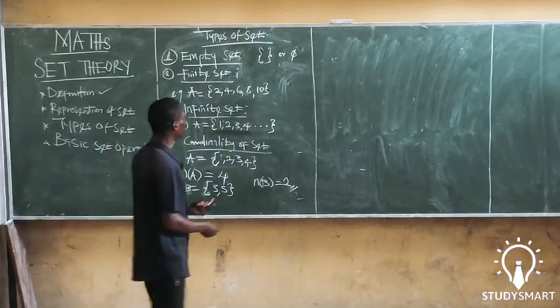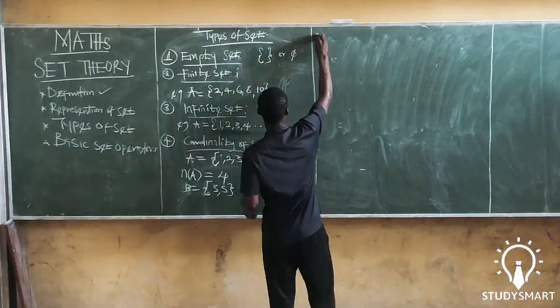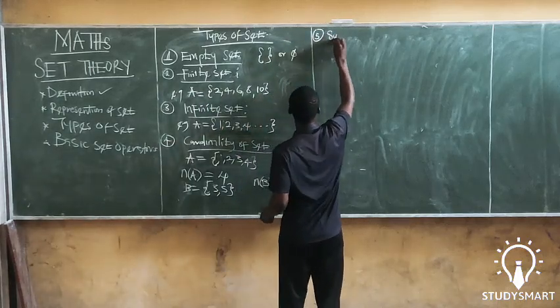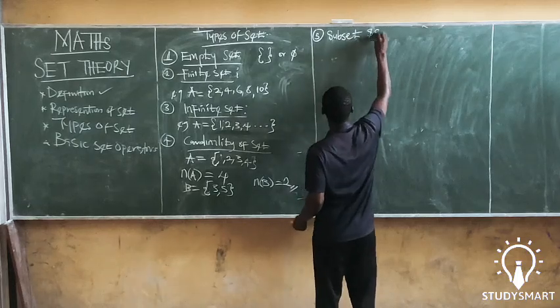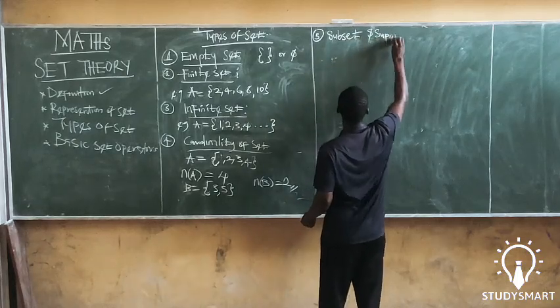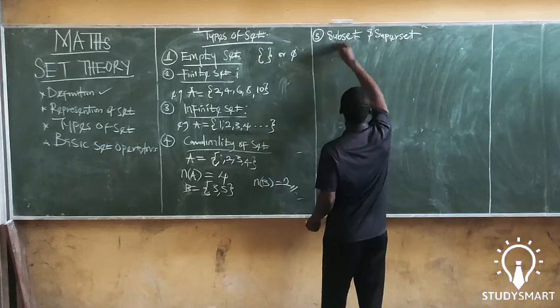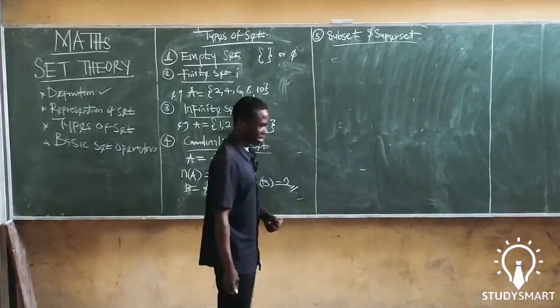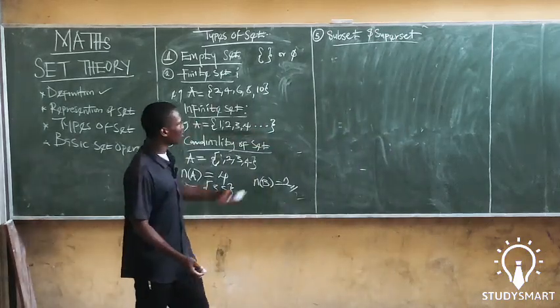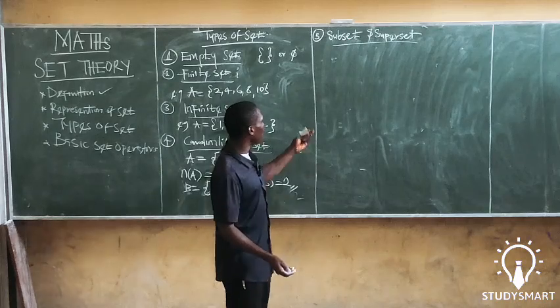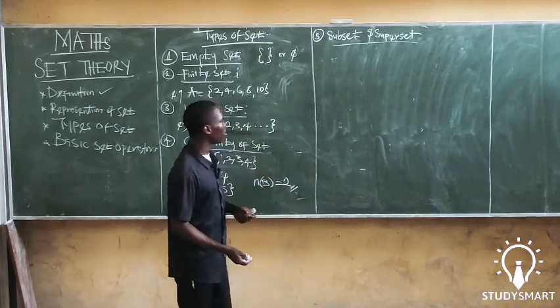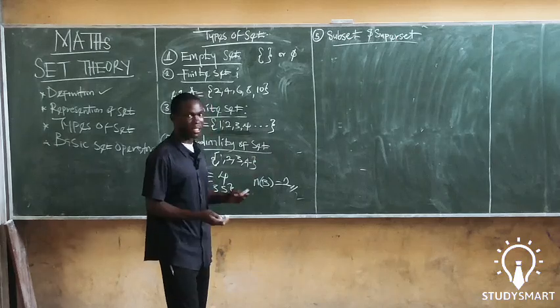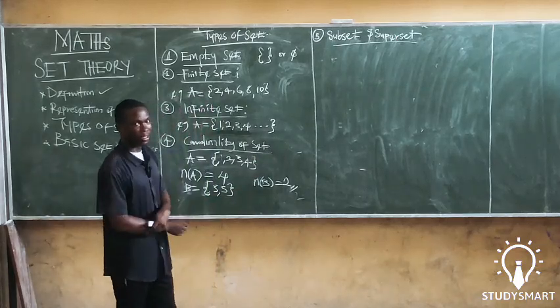The next set we are going to be looking at, which is the fifth, is the subset and the superset. A is said to be a subset of B if the elements in A are also contained in B.